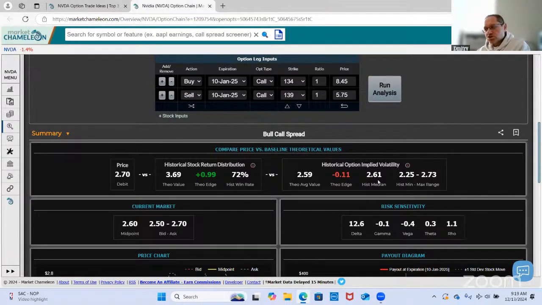And the range, right, because sometimes it's higher, sometimes it's lower, implied volatilities are moving around. So it's not always exactly the same. So what is the historical range?